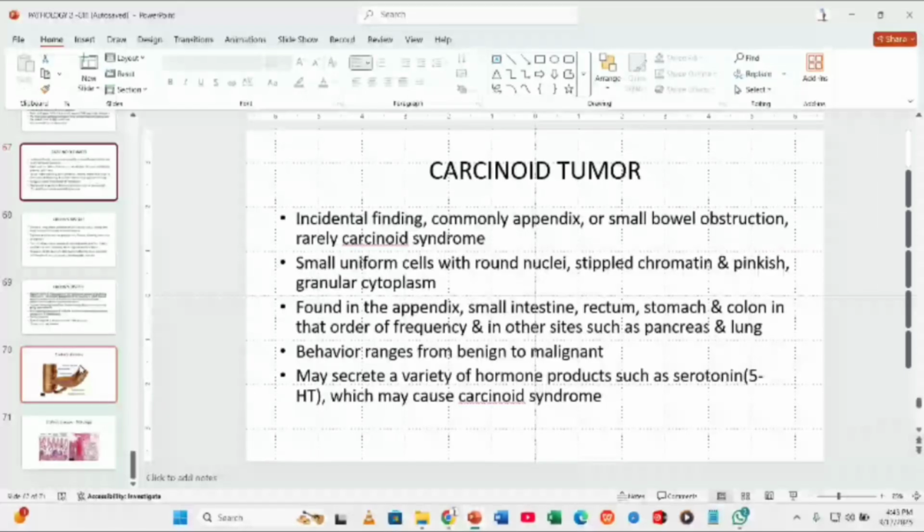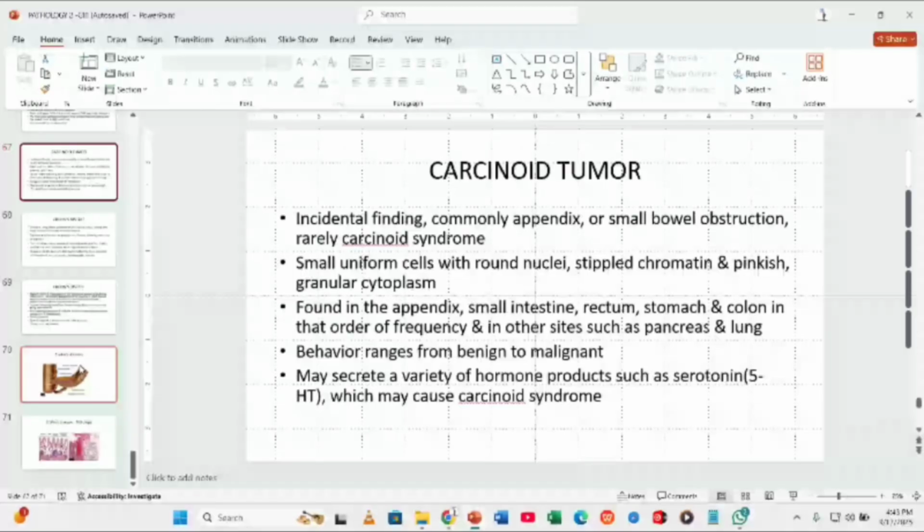Or somebody can present with small bowel obstruction. That means the small bowel or the small intestine is obstructed. And they're likely to present with carcinoid syndrome. When you talk about syndrome, basically you're talking of a number of symptoms that will come representing a certain condition. So it's not one symptom. So we talk of carcinoid because these tumors can produce hormones themselves. And so they can cause symptoms that are not very specific for a condition.